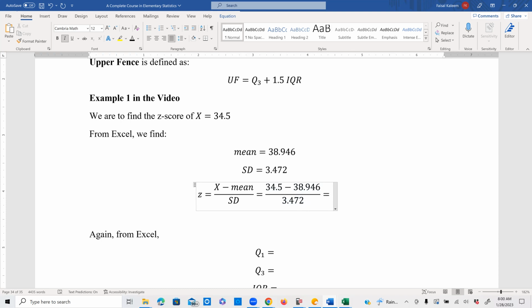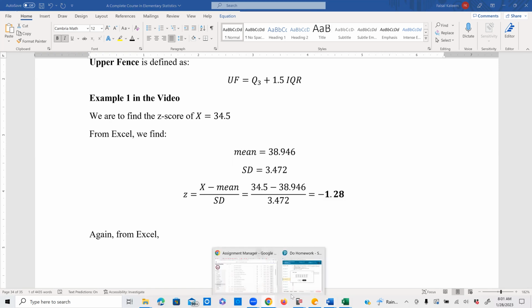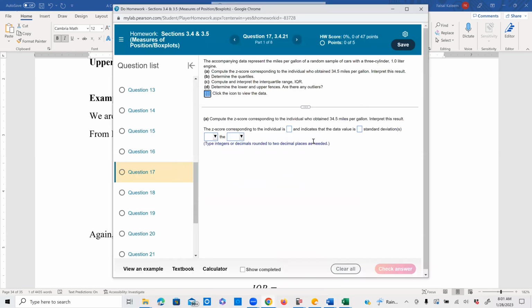And let's see what we get. So 34.5 minus 38.946 divided by 3.472, and I get negative 1.28. That's the z-score. Let's check it. Z-score is negative 1.28.